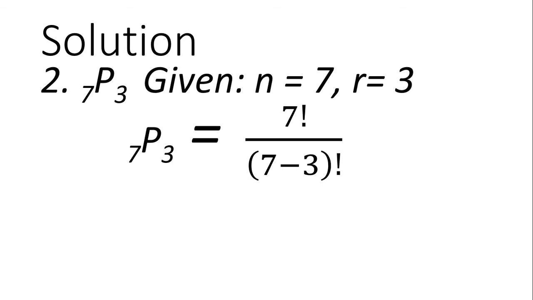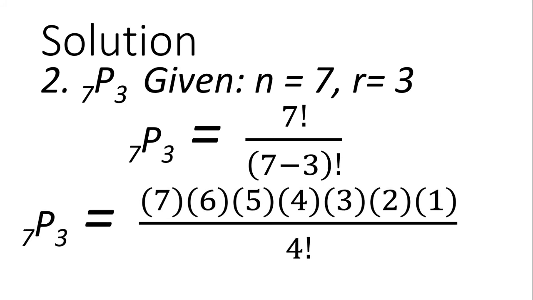Permutation of 7 taken 3. Given n is equal to 7, r is equal to 3. By definition, permutation of 7 taken 3 is equal to 7 factorial divided by the quantity of 7 minus 3 factorial. By definition of n factorial, 7 factorial will become 7 times 6 times 5 times 4 times 3 times 2 times 1 divided by 4 factorial.